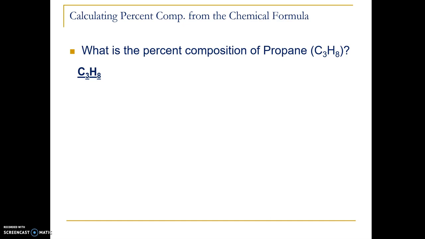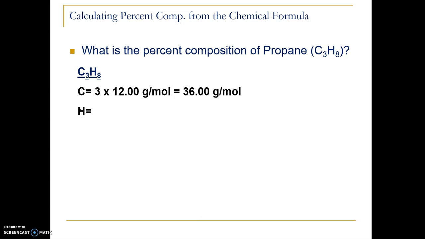So here we have our compound C3H8. First thing I'm going to do is break that down into the two elements that make it up. So we have carbon and we have hydrogen. Then we look at the number of each atom that we have. So for carbon, we have 3 atoms of carbon, and its atomic mass, one of our whole numbers, is 12 grams per mole. So 3 times 12 gives me 36.